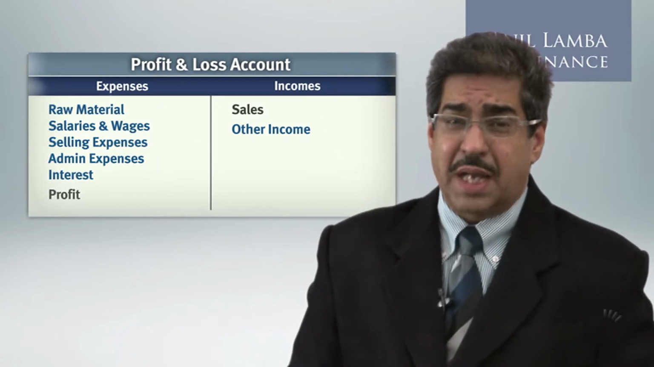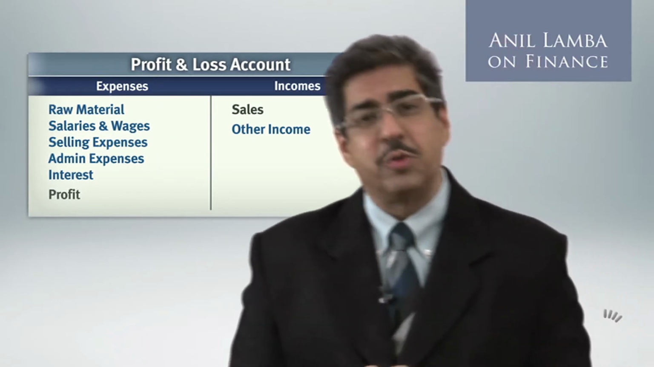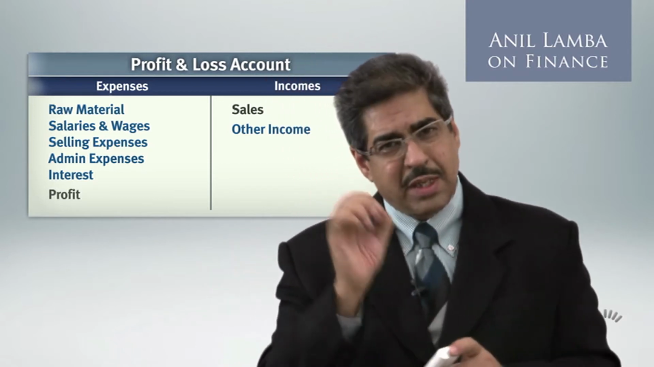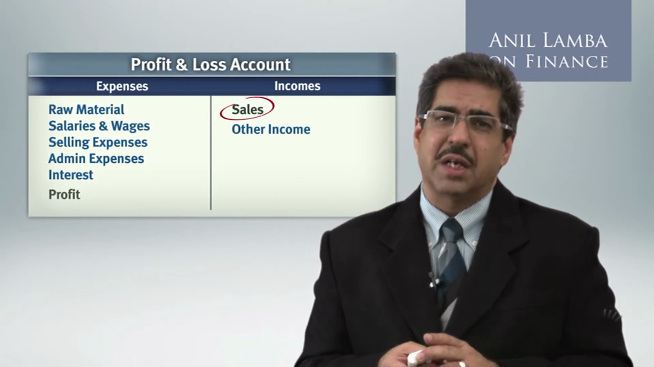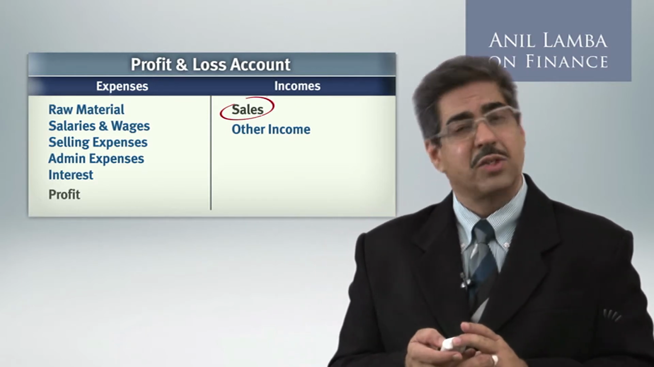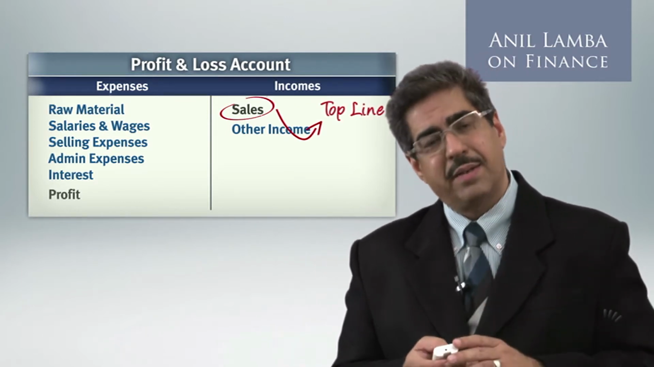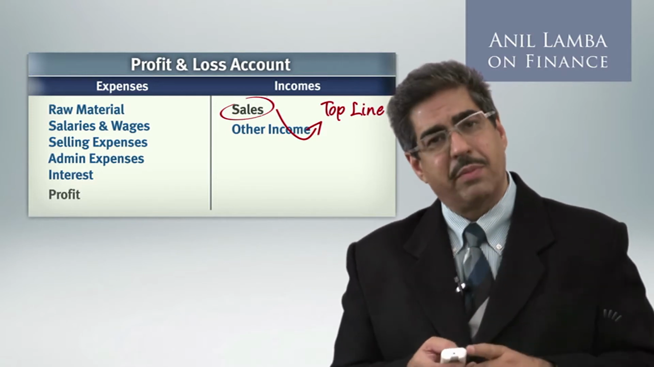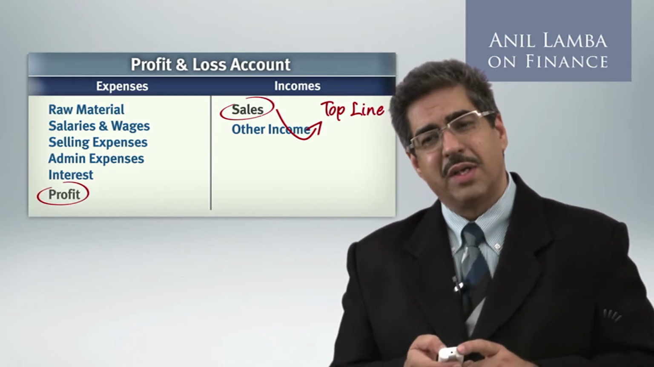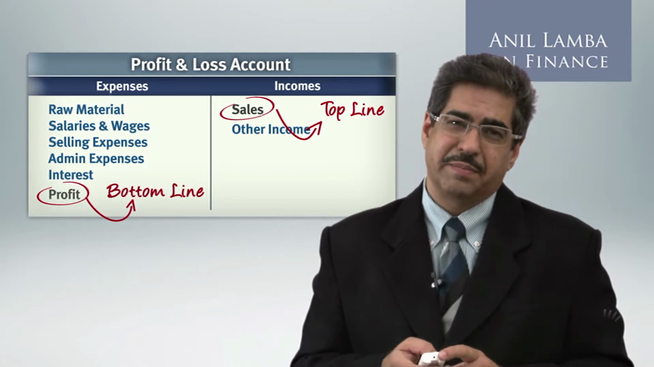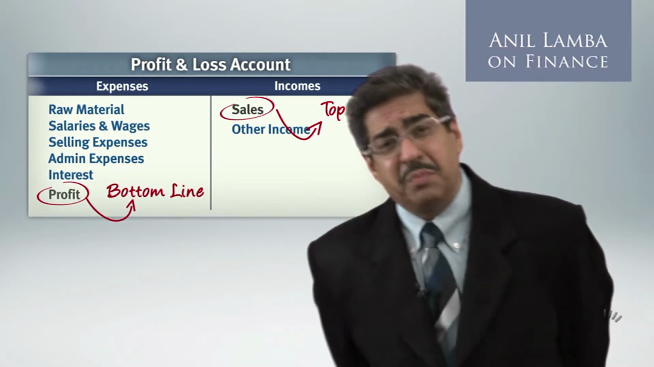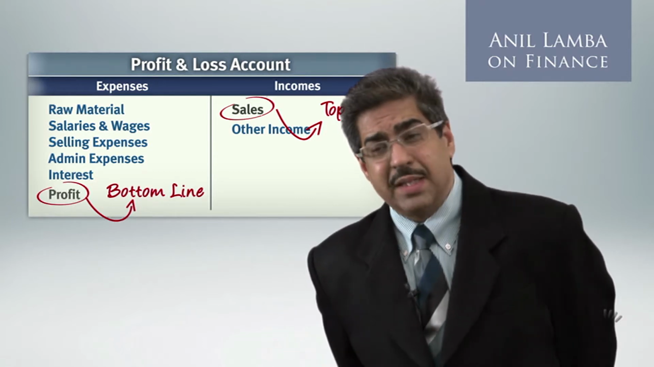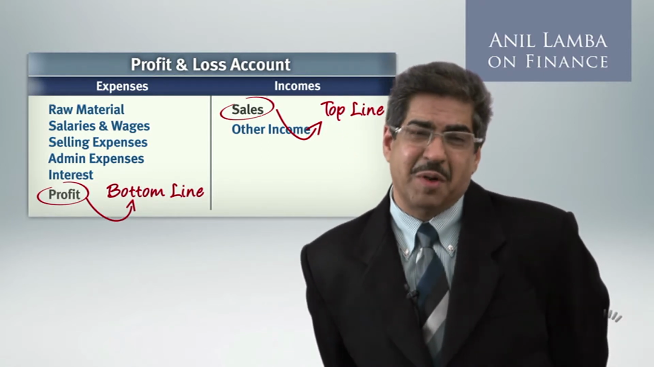In these sessions, I'm going to avoid as far as possible the use of jargon. But using a little bit of jargon, that number on the top right-hand side of the profit loss account, sales, is called the top line. And the figure on the bottom left-hand side of the profit loss account is called the bottom line. Now, can you tell me what is business all about? Are we in business to generate top lines, or are we in business to generate bottom lines?